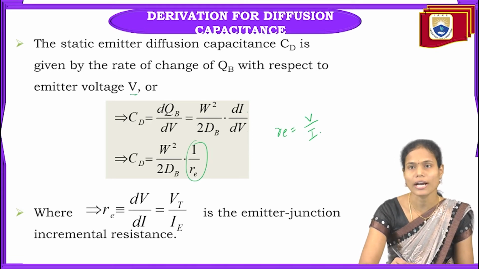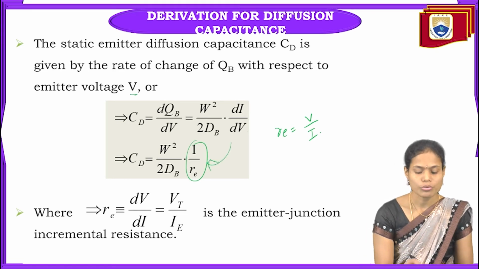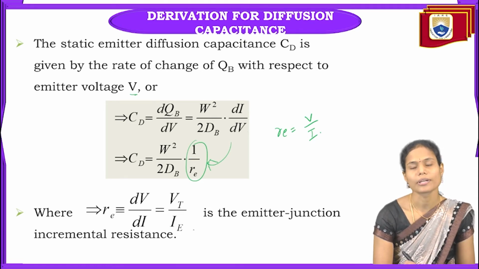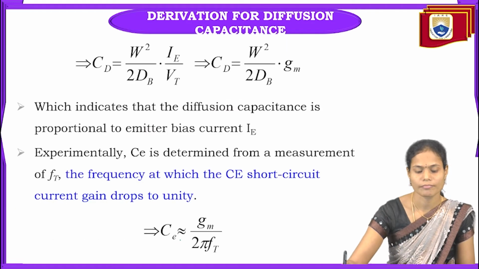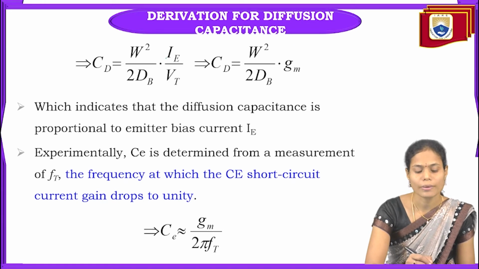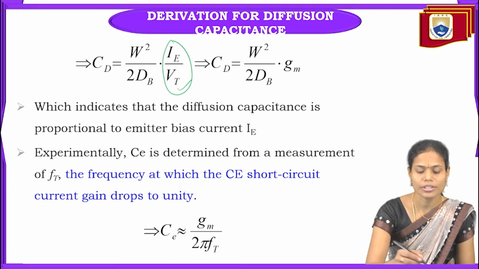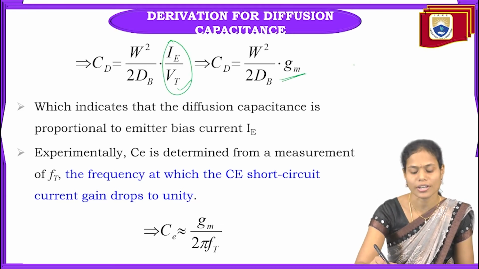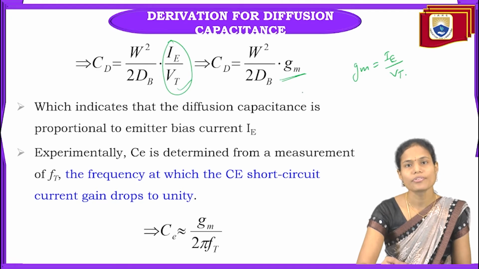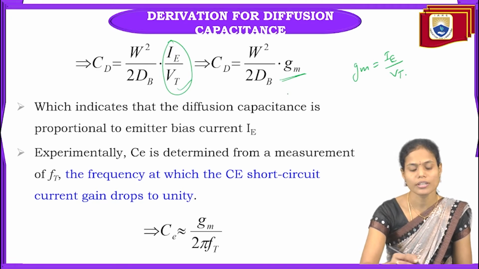Here we have I by V, so that's why we are replacing it with 1 by RE, where RE is the emitter junction incremental resistance. So now we can write CD equal to W square by 2dB into IE by VT. Here IE by VT is again the transconductance gm. This we derived in the previous session. This indicates that the diffusion capacitance is directly proportional to the emitter current.